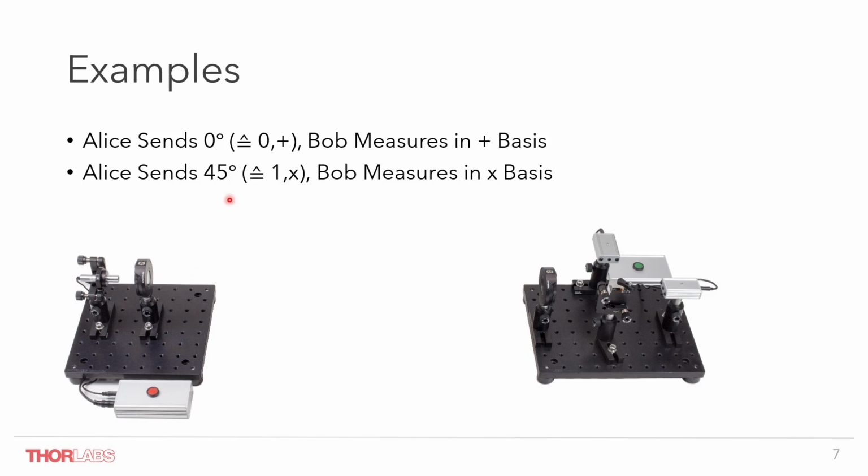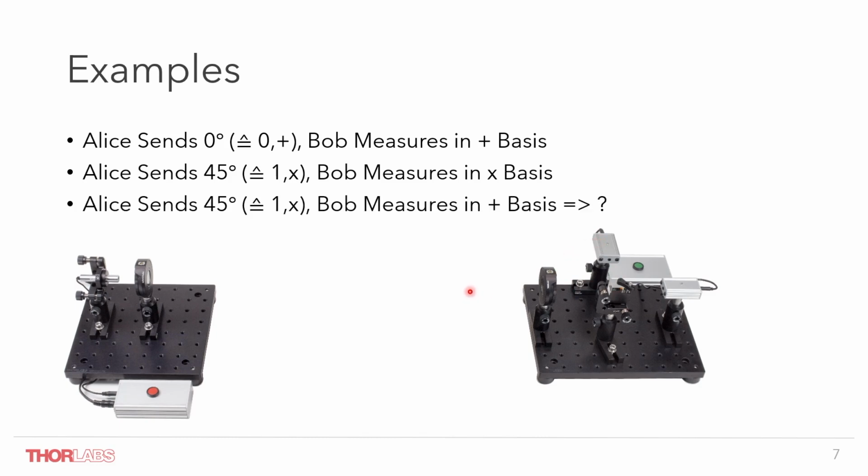Now, when we're looking at a different case, we want to send in the x basis a digital 1, then the orientation is 45 degrees here, so you rotate the half-wave plate in this rotation mount. Again, you press the button to send a laser pulse. When Bob measures in the x basis as well, then the light will go towards this detector and this one will light up.